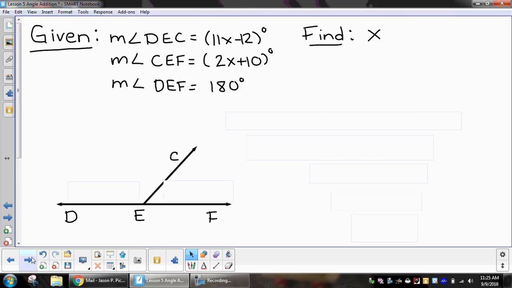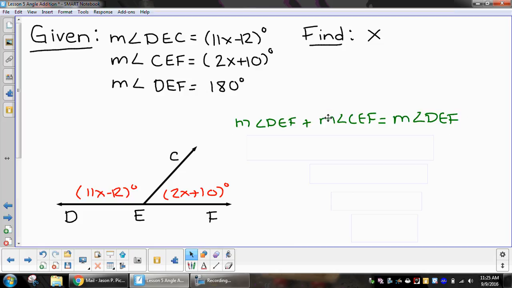This is another example. It's very similar to the other one. We have different angles here. Angle DEF is a special type of angle. It's 180 degrees. It's a straight angle. So angle DEC, which is 11x minus 12, and angle CEF, which is 2x plus 10, come together to make angle DEF. So if I add the measure of angle DEC and the measure of angle CEF, they should give us the measure of angle DEF.